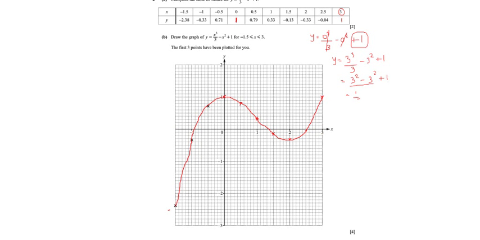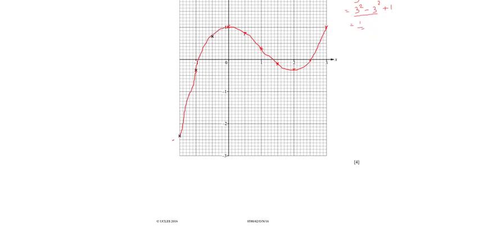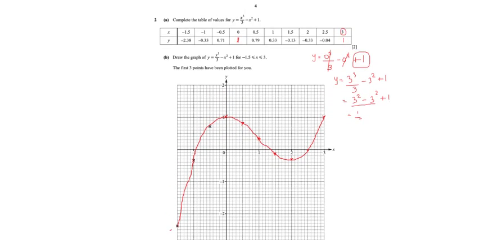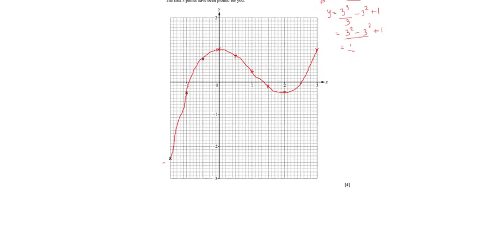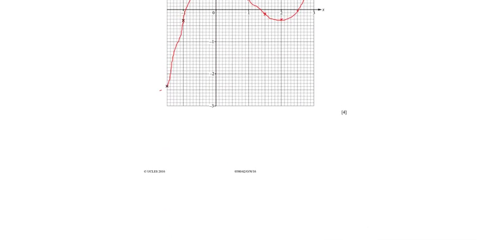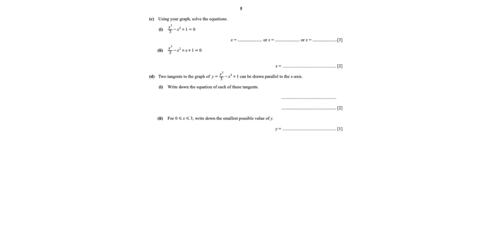So let's go to the next question. We are done. We already scored how many marks? We scored 2 marks for the table, then 4 marks for plotting the function. So we already have 6 marks. Let's see what is on the next page. This question is not yet over. There's a question C. Okay, fine, I zoomed in.